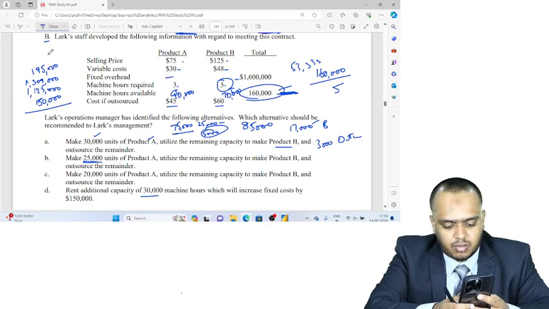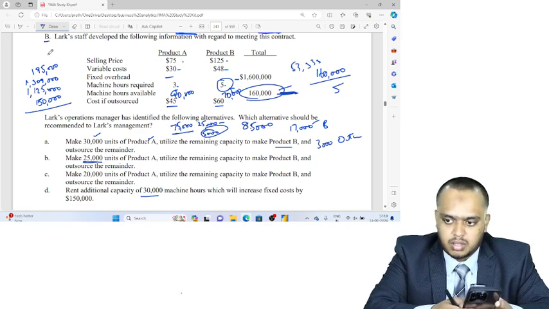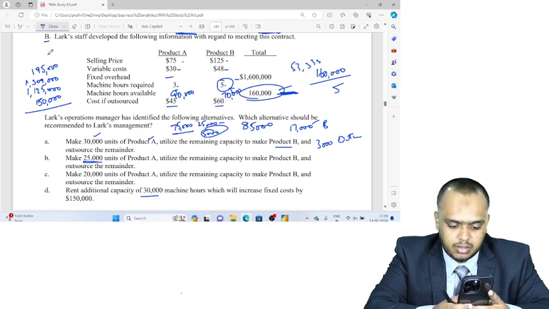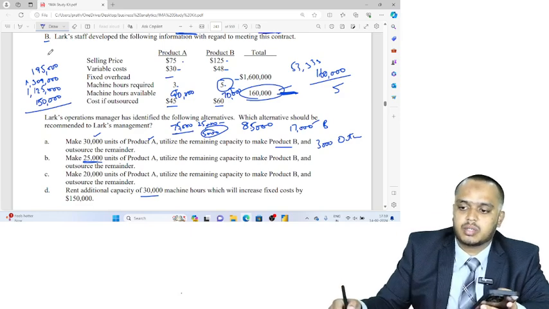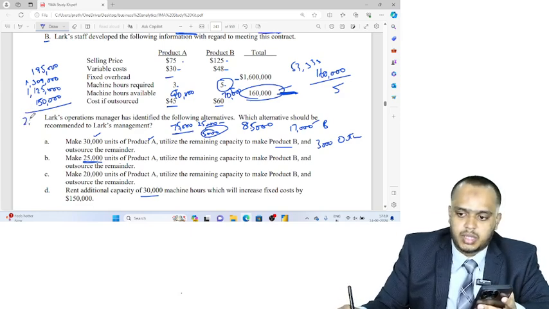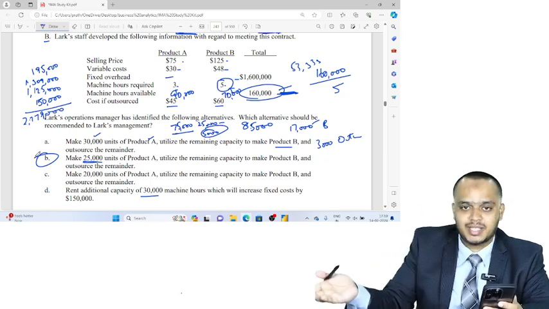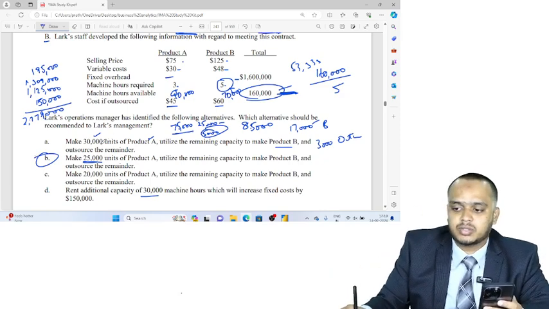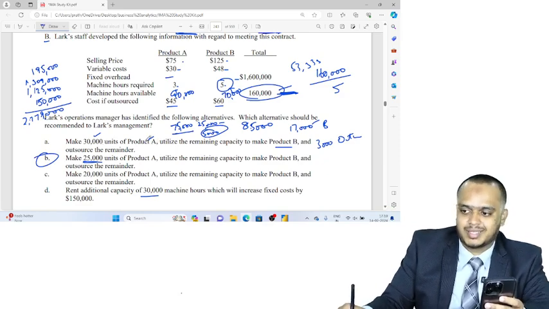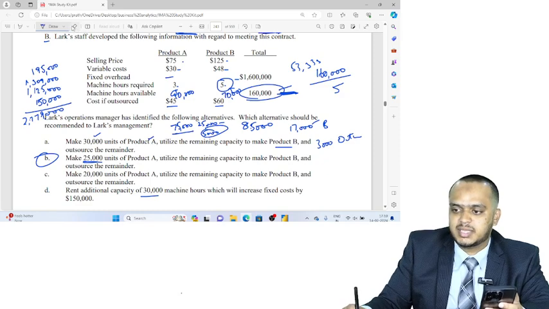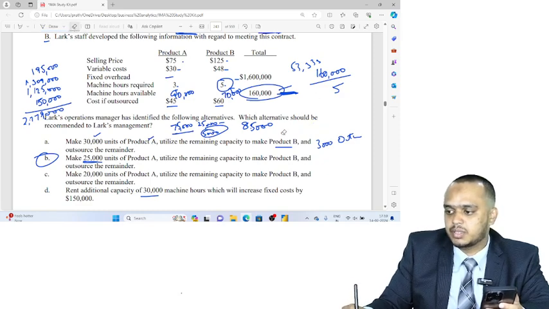So let me add this all. 195,000 plus 1,309,000 plus 1,125,000 plus 150,000 equals 2,779,000. That is my contribution if I'm going with option B. But wait a minute. Let's do option A also. 30,000 units of product A is sold. So 30,000 of product A is sold means, let me erase this and make some space for my calculations.